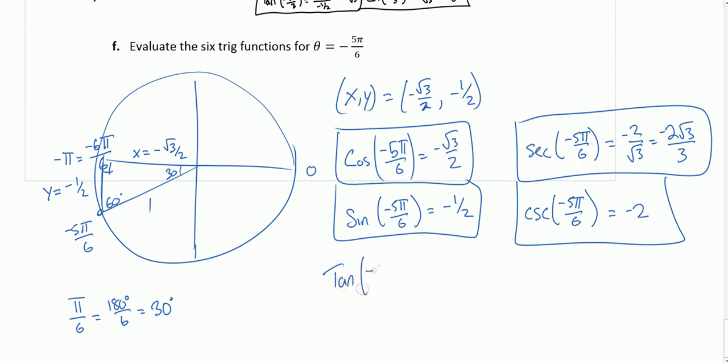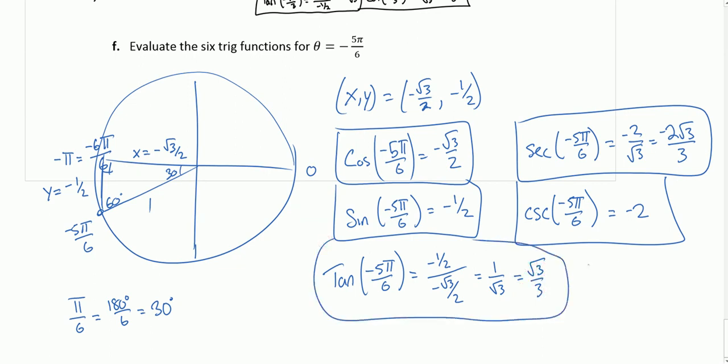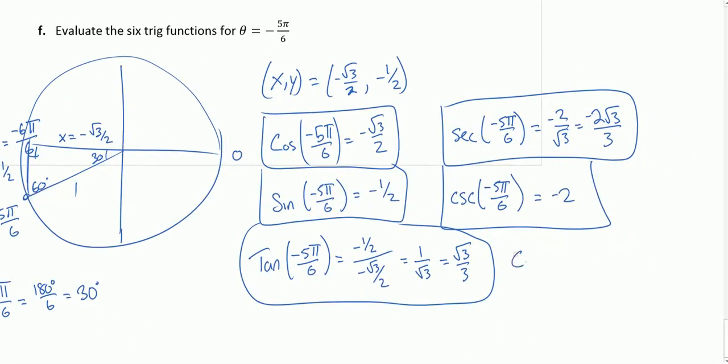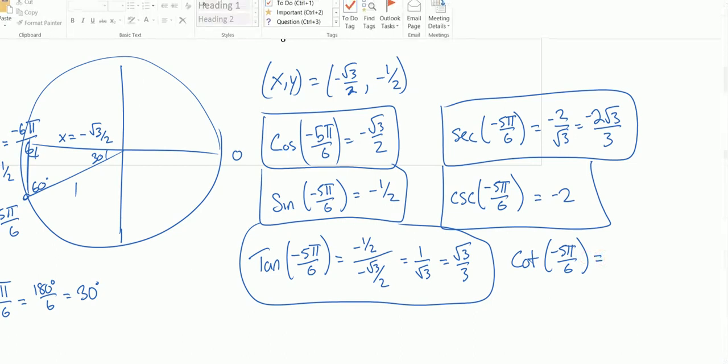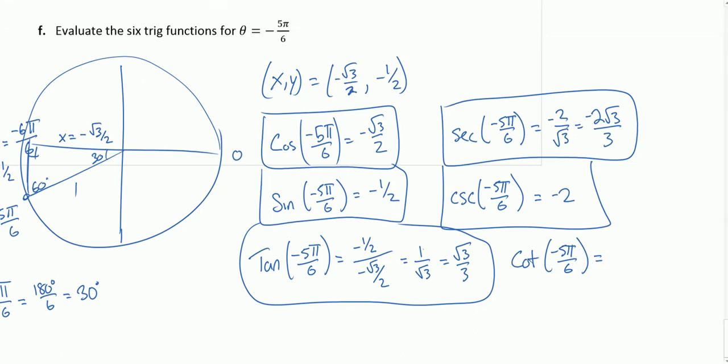The tangent of negative 5 pi over 6 is sine over cosine, so negative 1/2 over negative root 3 over 2. Multiply top and bottom by negative 2 and you get 1 over root 3. Multiply top and bottom by root 3 and you get root 3 over 3. And then the reciprocal of tangent is the cotangent of negative 5 pi over 6. And I'm going to choose to take the reciprocal of 1 over root 3 to get root 3. And there are 6 trig ratios for theta equals negative 5 pi over 6.